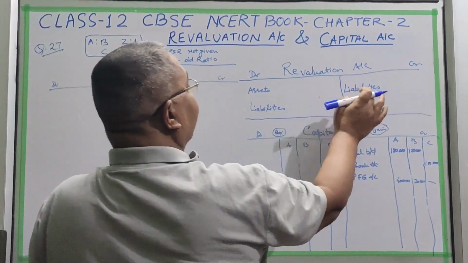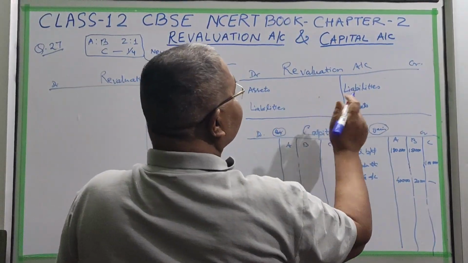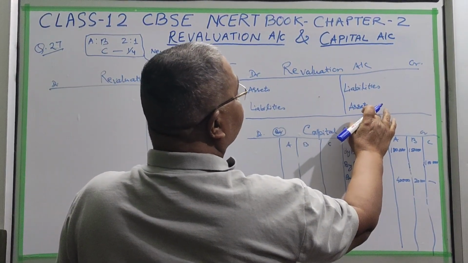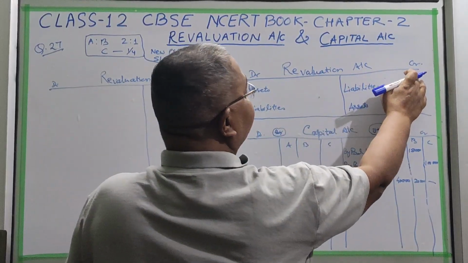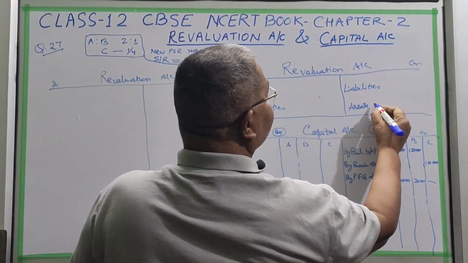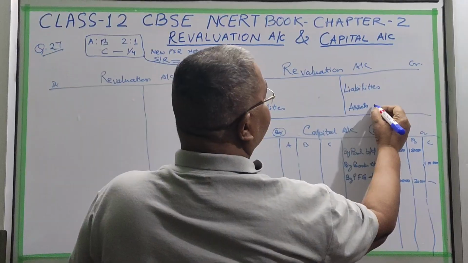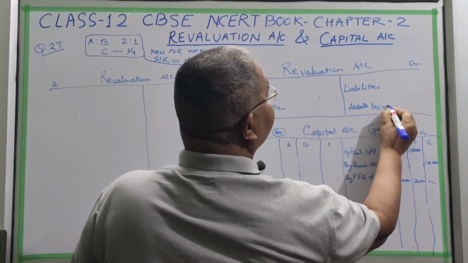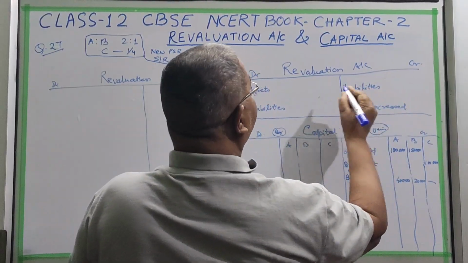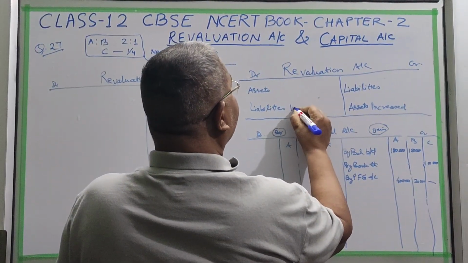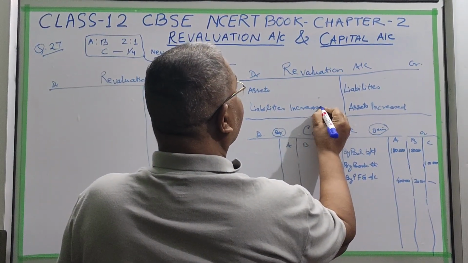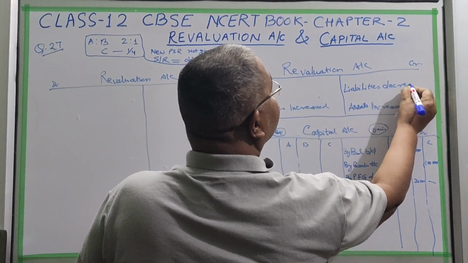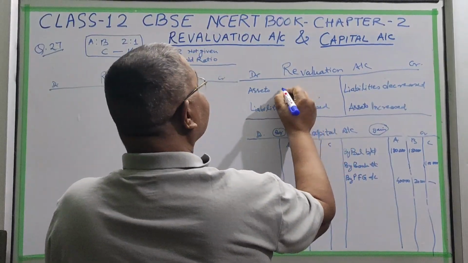One correction here: when an asset is to be increased, the asset account is debited and the revaluation account is credited. It is the revaluation account, but we have to write by assets. So assets increased will come to this side, and liabilities increased will come here. Likewise, liabilities decreased will come here, opposite, and assets decreased.